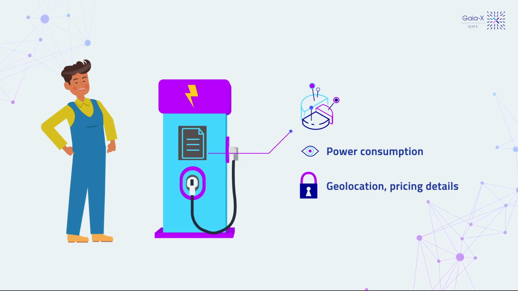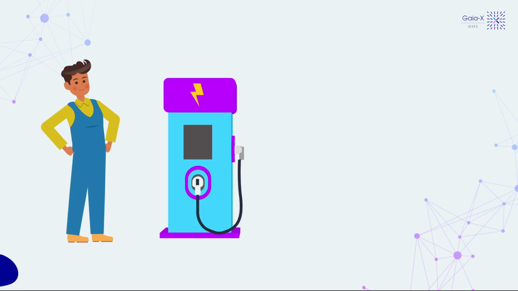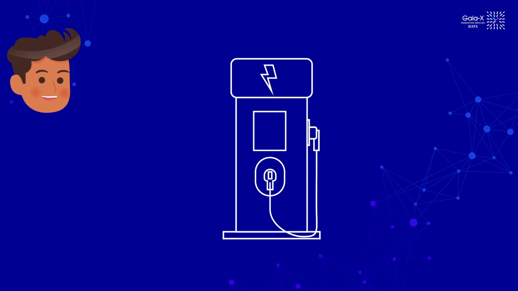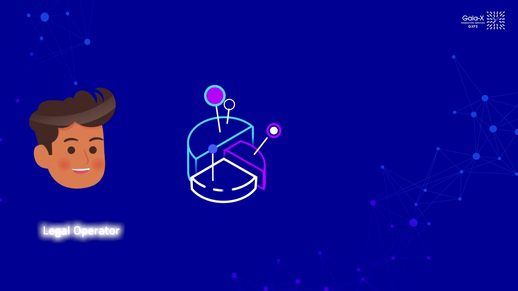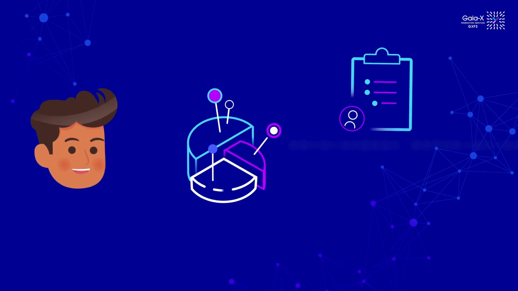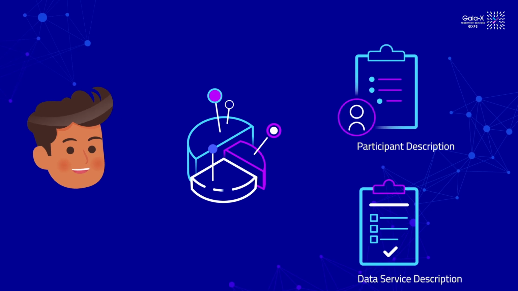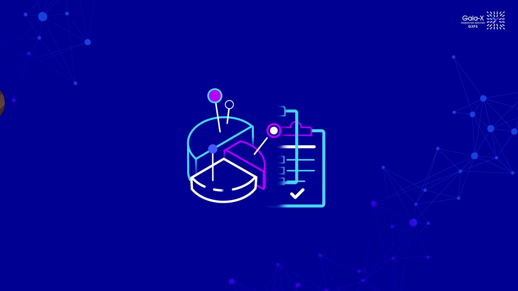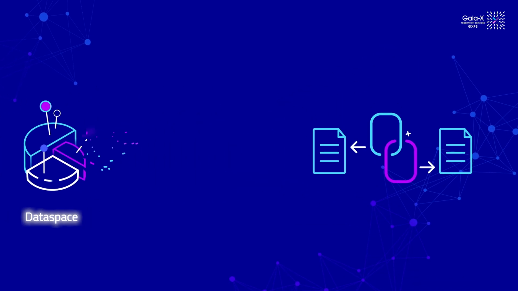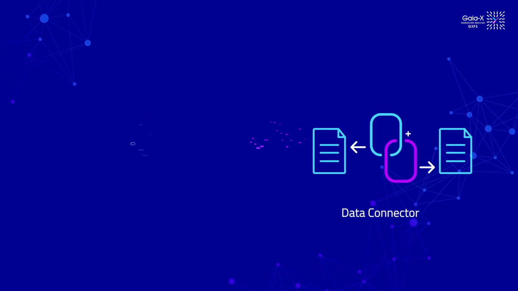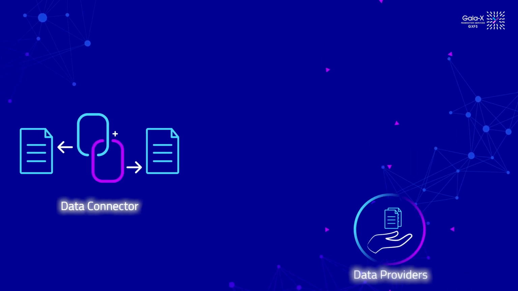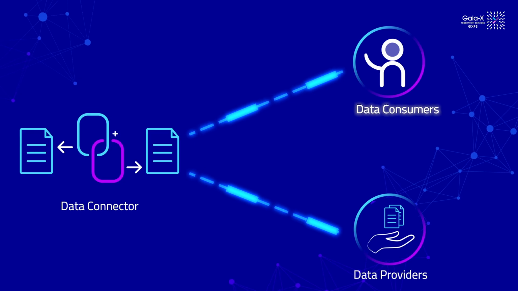To realize this process, the electrical charging station must receive a unique identifier from its legal operator. The legal operator submits a participant description and a data service description for the charging station data. Such datasets can now be contracted and exchanged via the data connectors according to the agreement. To summarize, the data connectors are the service endpoints that data providers and consumers interact with.